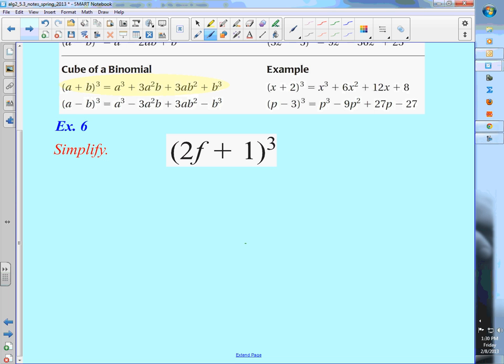I'm just going to show you 2f plus 1 cubed. Rather than try to do this and memorize a pattern, which is going to be kind of daunting, change it to 2f plus 1 squared times 2f plus 1. Because everybody knows how to square the binomial, I hope. Again, the 9 words.